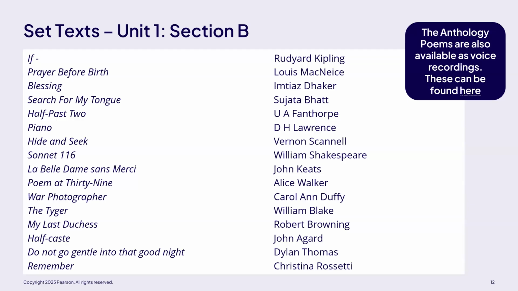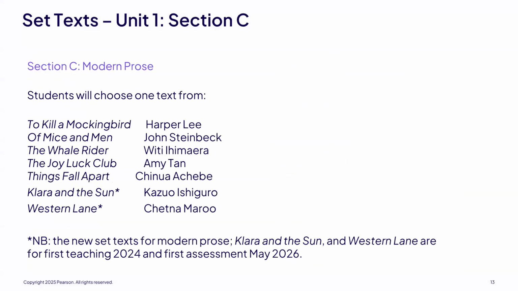So obviously that's section B, that's the 30-mark question. And moving on to section C, which is the modern prose section, we've got To Kill a Mockingbird, Of Mice and Men, The Whale Rider, The Joy Luck Club, Things Fall Apart. And then for first examination next June, we have these 2 new texts, Clara and the Sun and Western Lane. There are some useful teacher guides and knowledge organisers if you're going to choose one of those 2 new texts that you can find on the website.